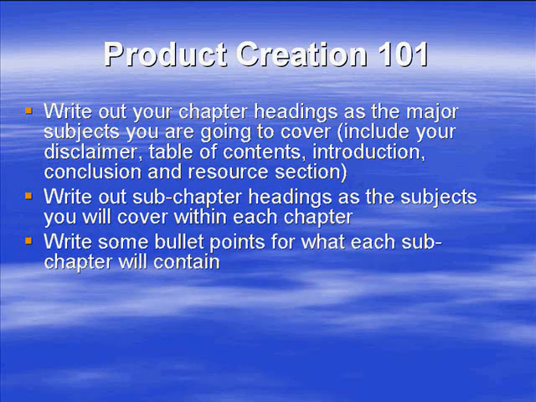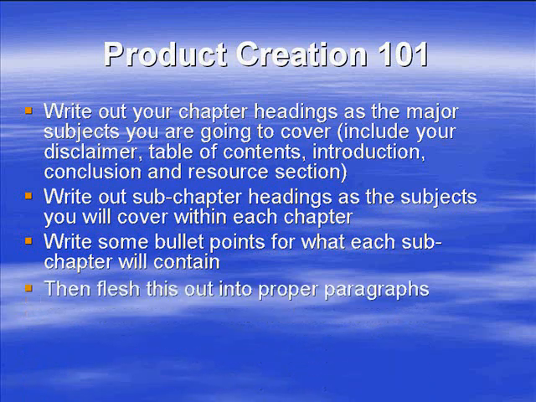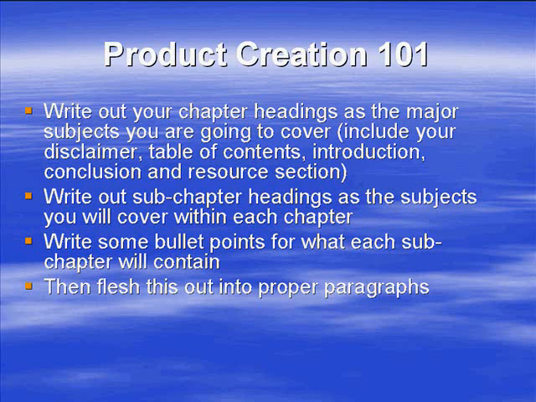Okay, the next one after that is under each subchapter, write out some bullet points for what each subchapter will contain. So it's just a few points on the main points of information you want that subchapter to contain. And then you sit yourself down and you write those out as proper paragraphs. So you expand each bullet point out into 2, 3, 4, 5 or even more paragraphs, put in stories, anecdotes, pictures and so on and so forth, and that's all you do. You just go through each bullet point doing that.